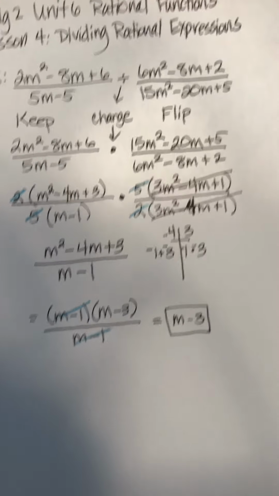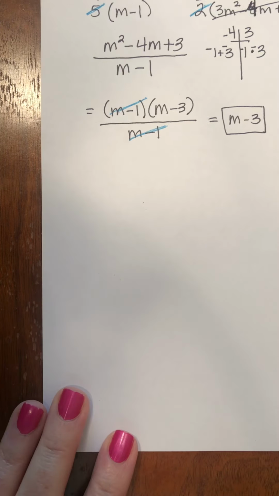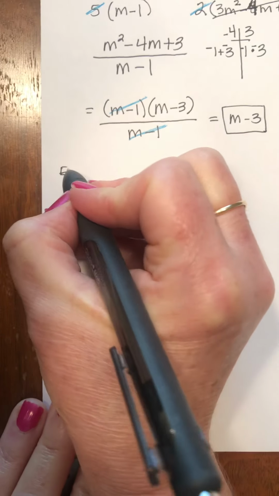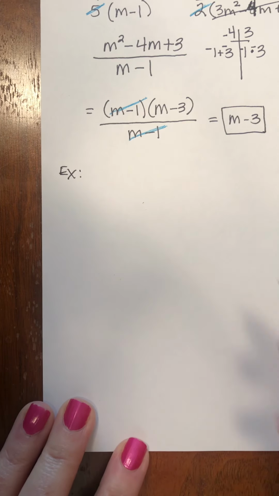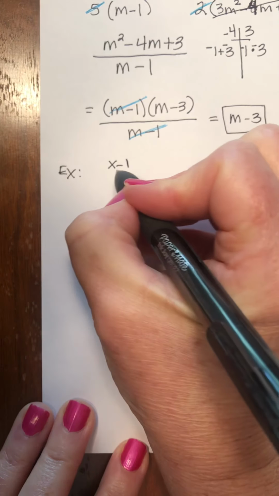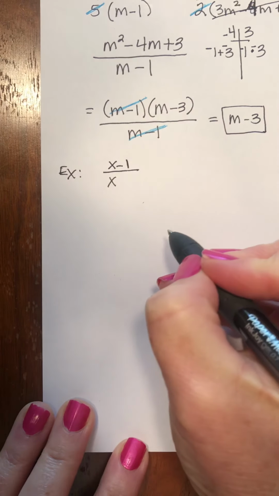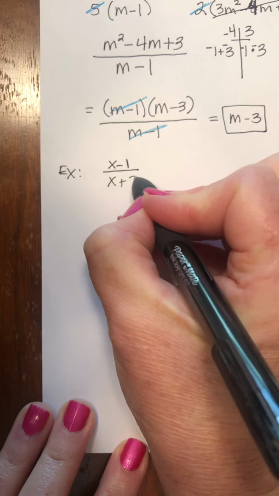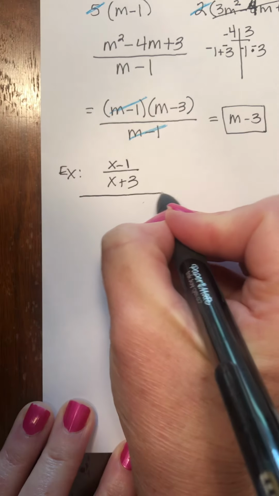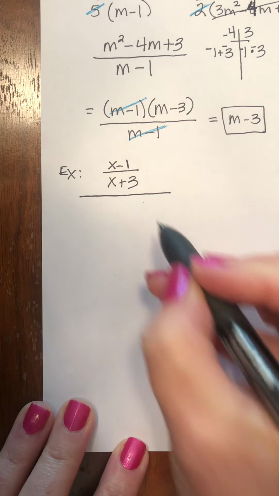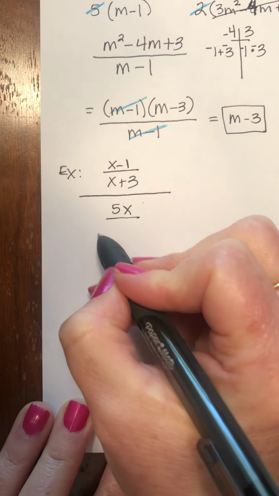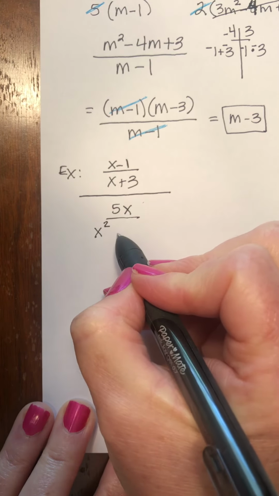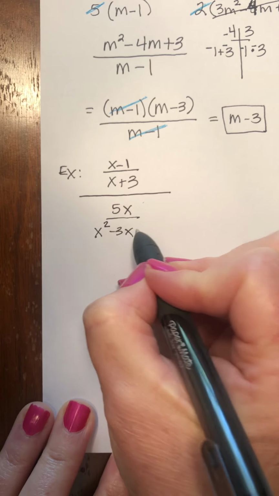The other example that I want to show you is called a complex fraction. It's going to look scary, but it's not. We're going to turn it into a problem that we just did. So we've got x minus 1 over x plus 3, but then you see this giant fraction bar, and then you see another fraction, 5x over x squared minus 3x minus 18.